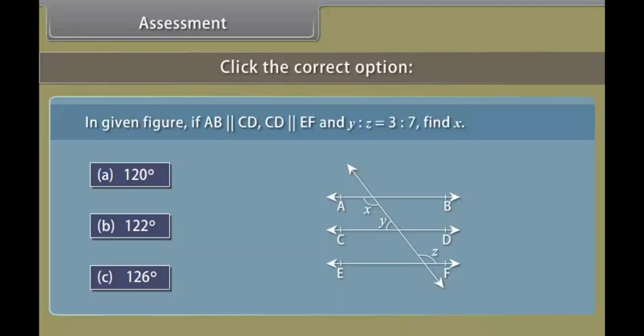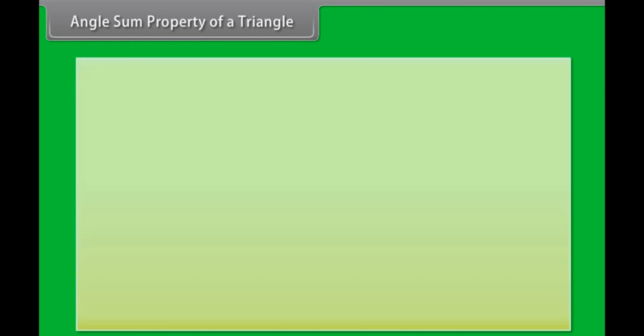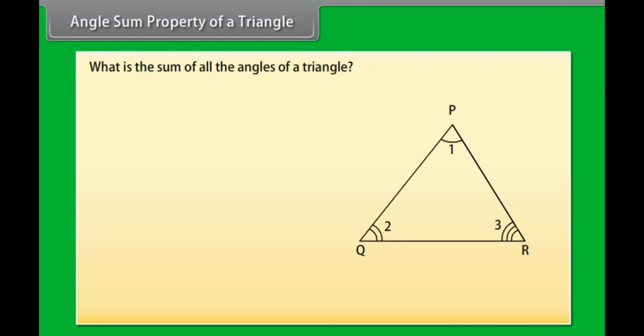Assessment. Let us go through an interactivity now. Click the correct option. Angle sum property of a triangle. Can you tell what is the sum of all the angles of a triangle? Yes, you are right. The sum of all the angles of a triangle is 180 degree. Let us prove this statement using the axioms and theorems related to parallel lines.